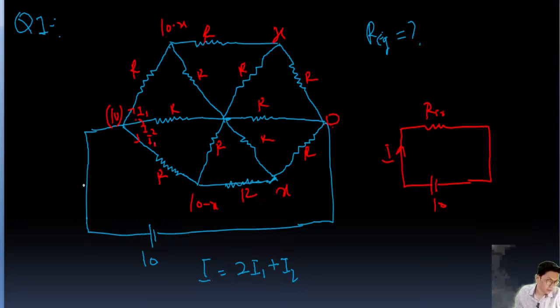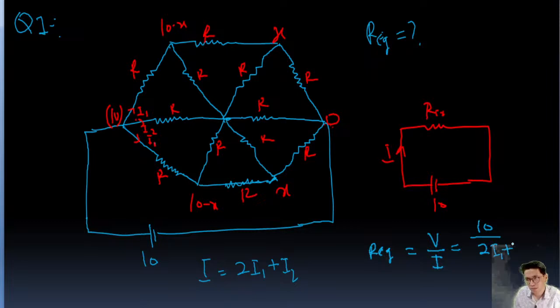Now from here, the equivalent resistance R equivalent is going to be simple: V upon I. V is 10, and I is this current.